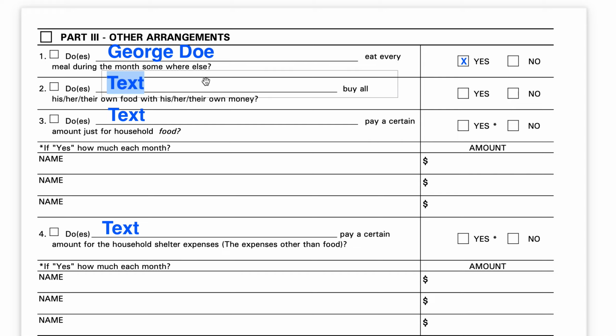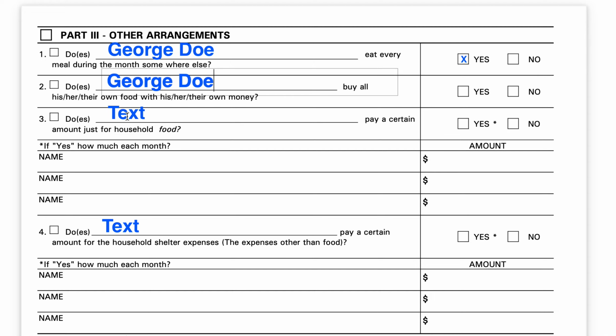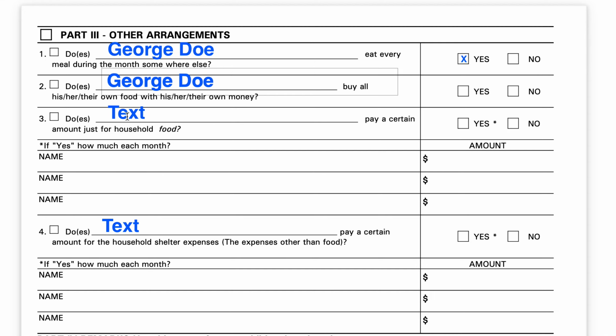If George Doe is responsible for all of his food and he's buying it with his money, then again, that kind of shows he's contributing. He's not part of the monthly household expenses because his expenses are cared for separately by the fact that he's buying his own food. Does he pay a certain amount for food? Then this is where you break this down to see which people are paying towards the community grocery benefits or food costs. And then same thing for household shelter expenses, right?